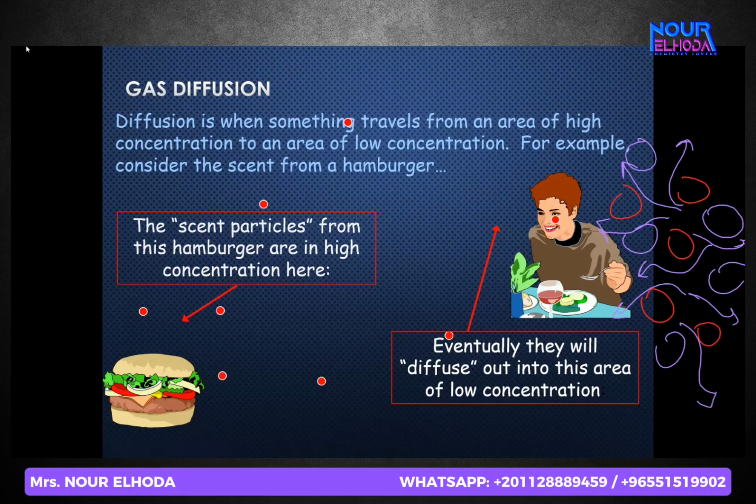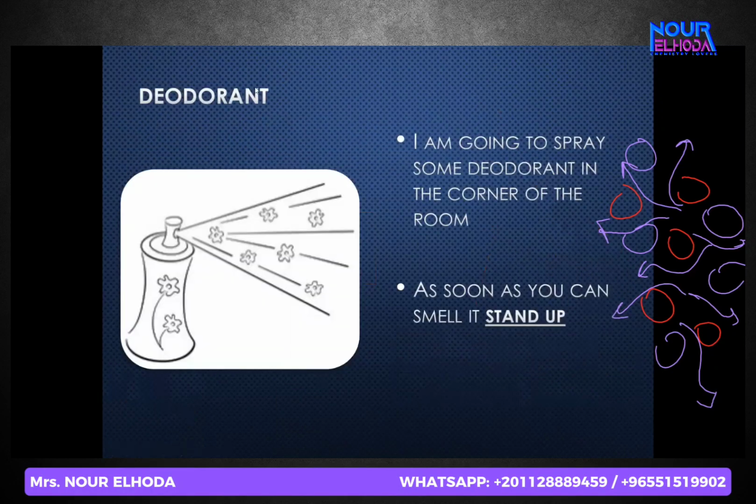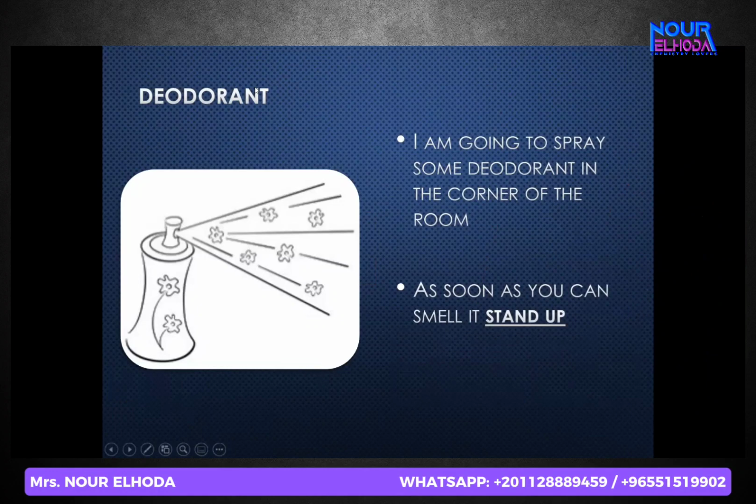So as I said, if this is the sandwich, all the smell is going to spread over the room, and by time I'm going to find that the smell will reach all the corners. But it is the same if I'm spraying any perfume. This nice smell is going to spread all over my room. But if someone asks you, what is the scientific reason for diffusion? Why does diffusion happen? What is going to be your answer?